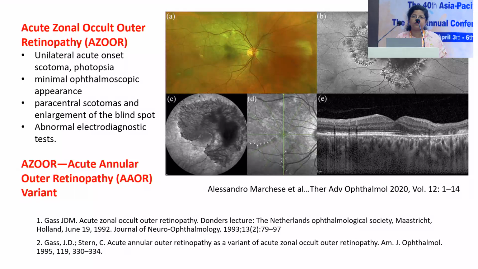Whatever I have told till now, these are outer retinal diseases. As we can see in the OCT, this is disruption of the outer photoreceptor layer, ellipsoid zone, and interdigitation zone. We can appreciate it.